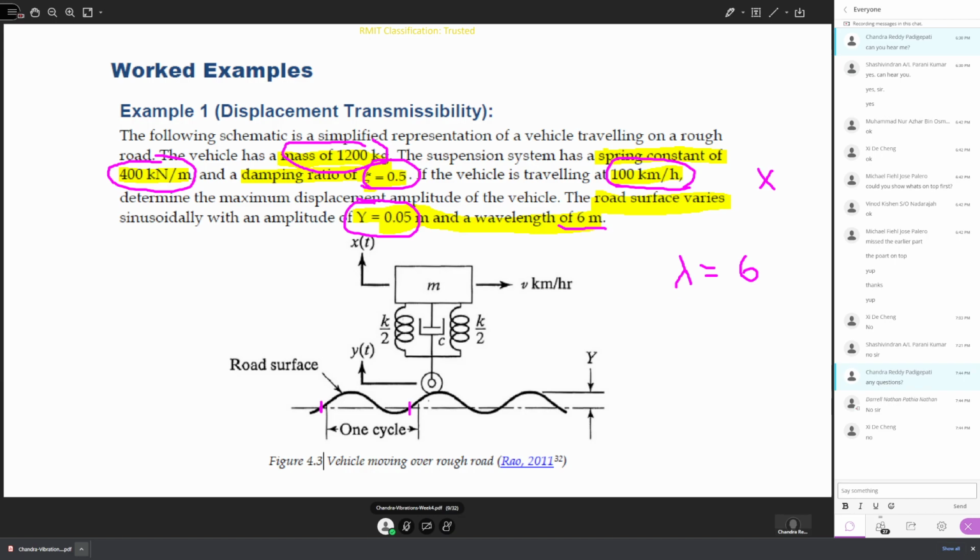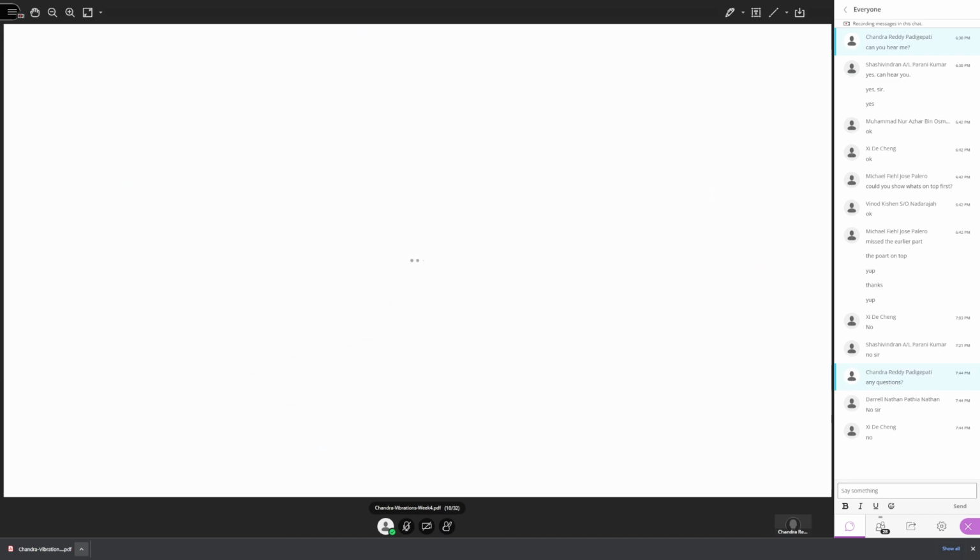Here the amplitude is 0, then again here the amplitude is 0. The amplitude goes positive, then 0, then negative. So lambda is the wavelength, given as 6 meters, and the maximum amplitude of this road surface is given as 0.05. All right, with this given information, let us now proceed.